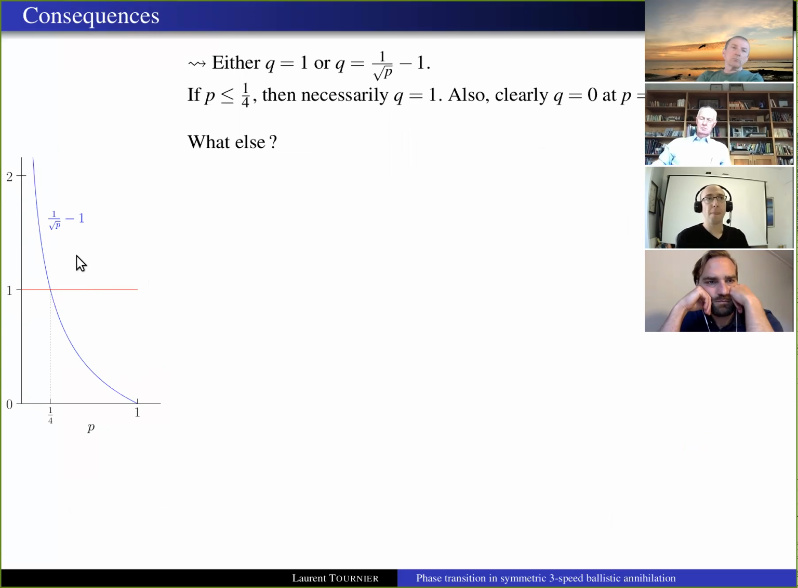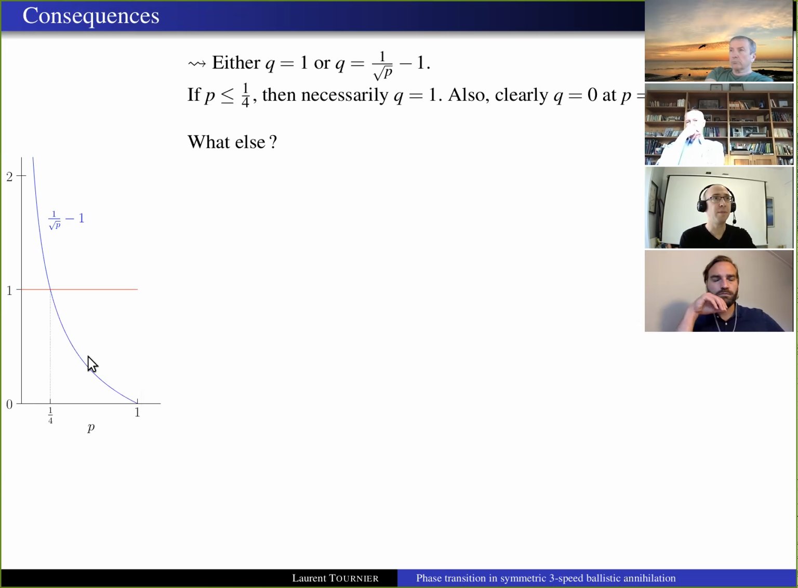So first, of course, if p is small enough, then this value 1 over root p minus 1 is higher than 1. So it cannot be a probability. So since q is a probability, it has to be 1. So this already proves that for small p, for p up to 1/4, necessarily q is equal to 1. So in other words, 0 is hit almost surely. So there is almost sure annihilation of static particles. What also is clear is that at p equals 1, you can get convinced that q is equal to 0. A static particle cannot be hit from the right just because there is no moving particle.